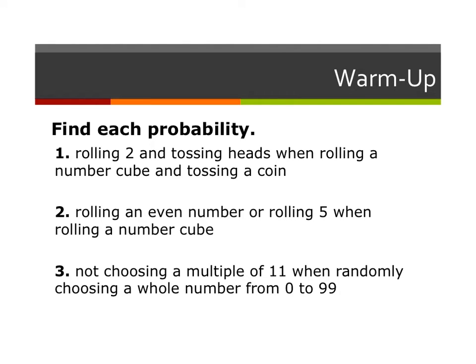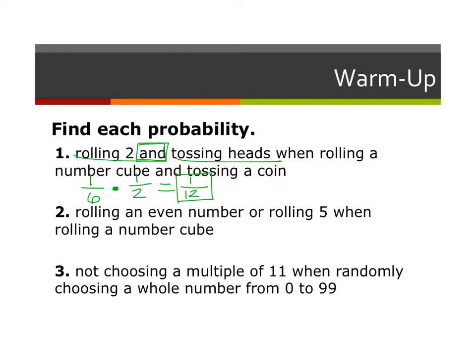Number 1, rolling a 2 and tossing heads when rolling a number cube and tossing a coin. So first off, the probability of rolling a 2 on a standard number cube is 1 out of 6. And, so it's an and probability, which means we will multiply these together. Tossing heads is a 1 out of 2 chance. Multiplying those together gets us a probability of 1/12.